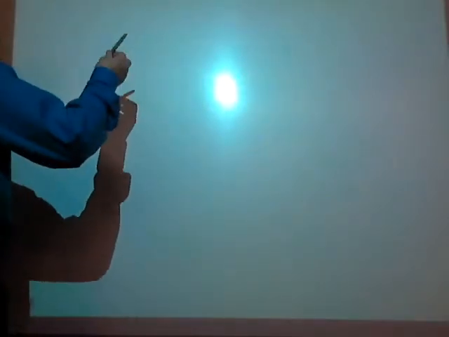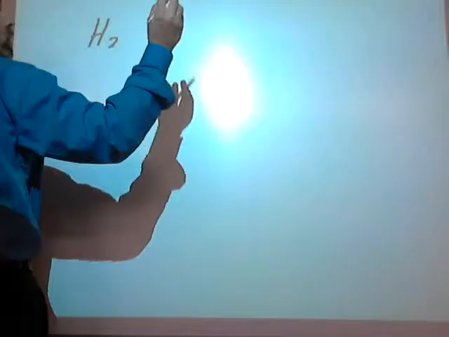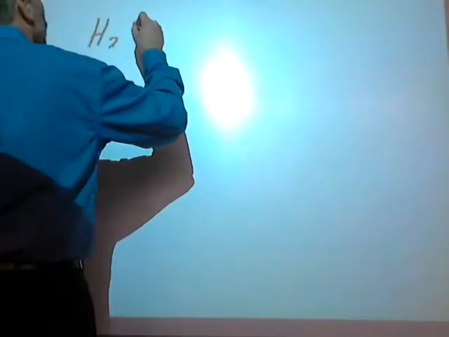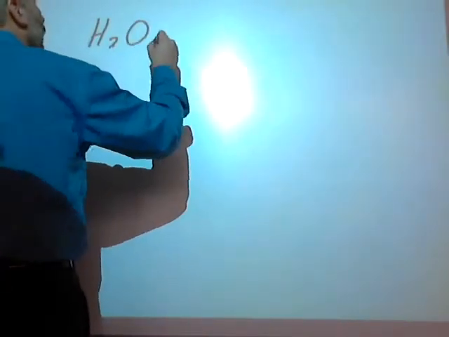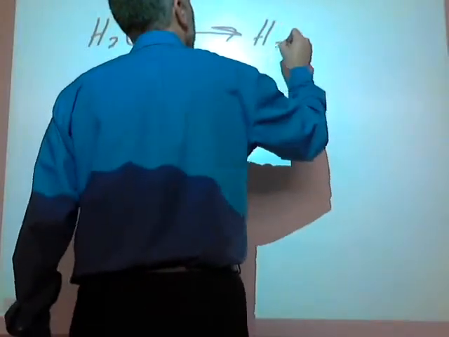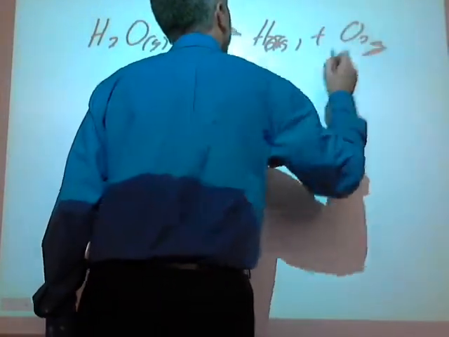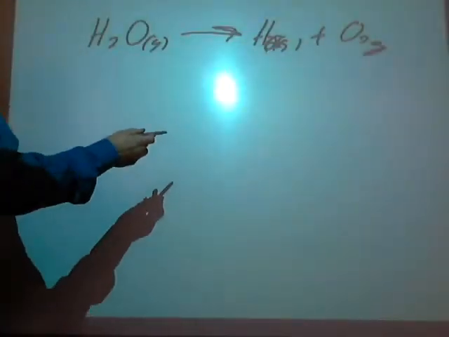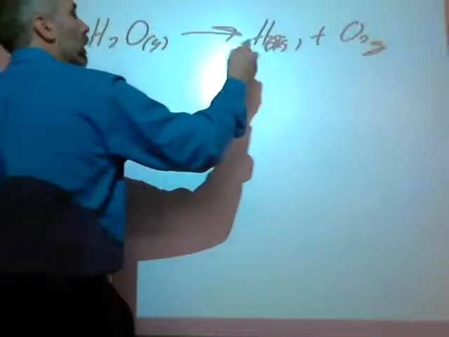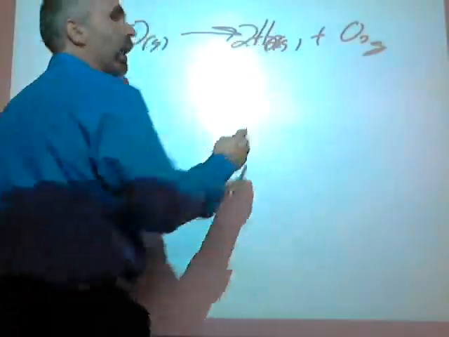One way I could ask a question is just like this. I don't have an example of this because it's kind of easy. If I told you I had H2O gas breaking up into H2 gas plus O2 gas, what would I need for coefficients to balance? A 2 here and what? A 2 there, right?